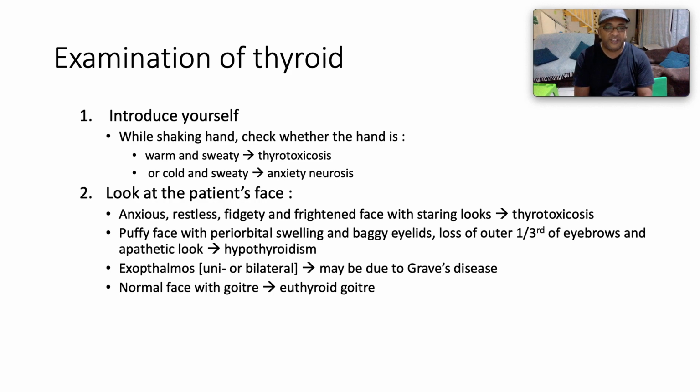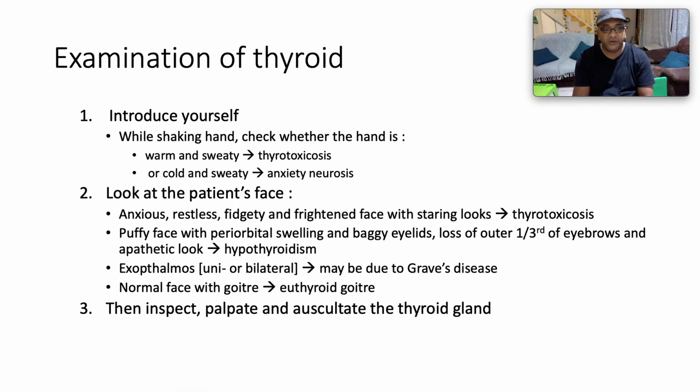Then look at the patient's face. If the patient looks anxious and restless and fidgety, or has a frightened face with staring looks, as in our clinical case, you're thinking about thyrotoxicosis. If the patient has a puffy face with periorbital swelling, baggy eyelids, and loss of the outer one-third of the eyebrow, something we affectionately term Queen Anne sign, and the patient just looks apathetic, thinking about hypothyroidism. The patient has obvious exophthalmos, which can be uni or bilateral, thinking about Graves' ophthalmopathy. If the patient has a normal face but with a goiter, you're thinking about a euthyroid goiter.